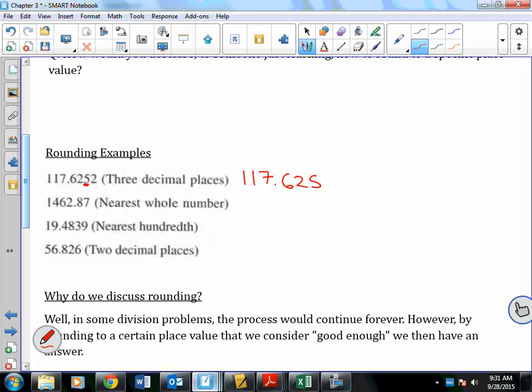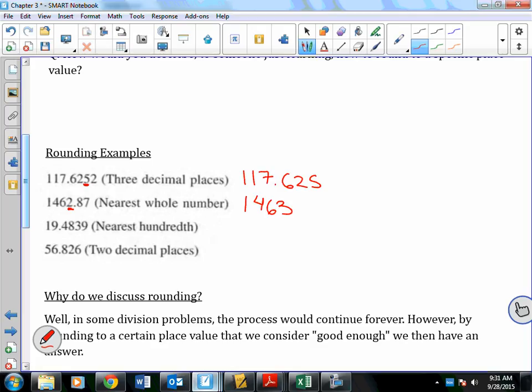The next one is to round to the nearest whole number. Nearest whole number is the same as saying round to the nearest ones place. And so I'm going to underline the ones place, and I look now at the tenths place. Because in the tenths place there's an 8, I'm going to round this number up to 1,463.